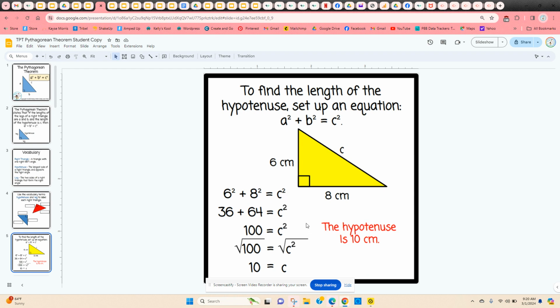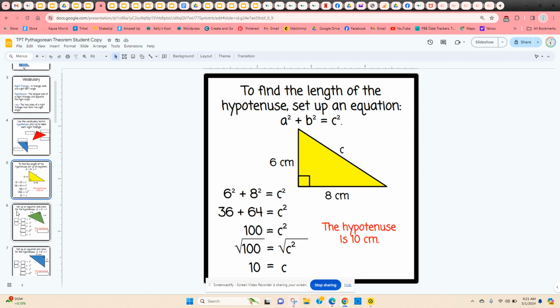Now when they get down to step 3, they have c squared equals 100. So to solve for c, they have to do the opposite of squaring a number. They have to take the square root. And so they take the square root of both sides of the equal sign, and they get c equals 10. So the hypotenuse would be 10 centimeters.